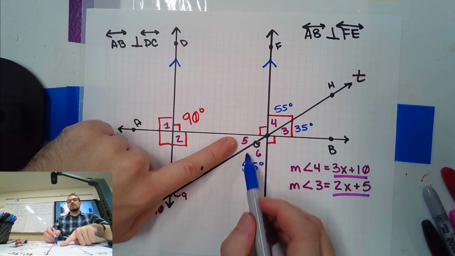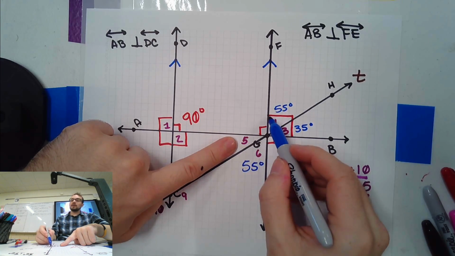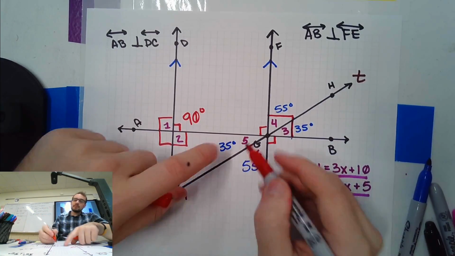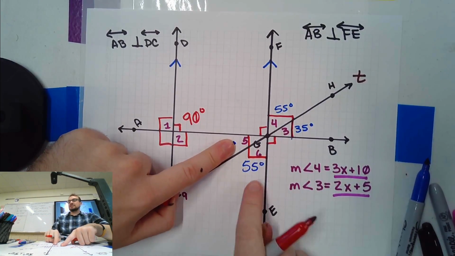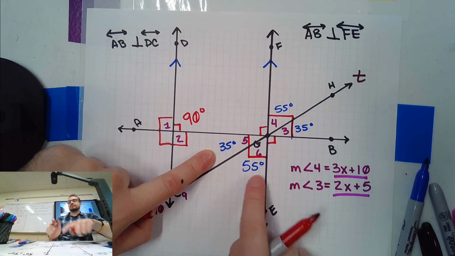What do I know about angle 5 and 6? They should add up to 90, right? Vertical angle says that this angle right here should be the same as this down here, right? So if that's 55, how much more do I need to get to 90? 35, right? All checks out.